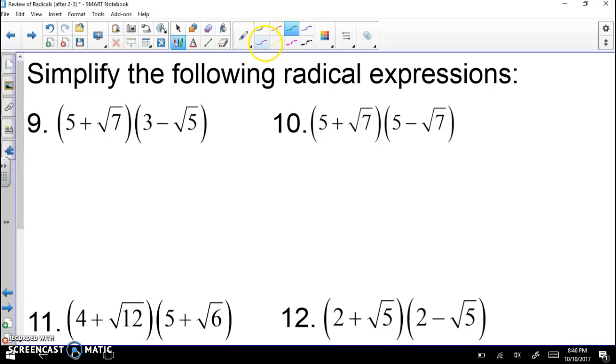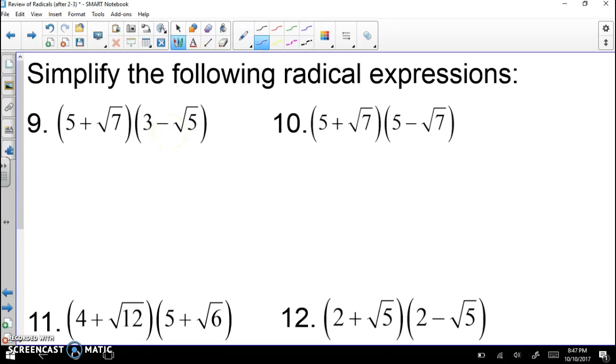In this next section, we're going to be talking about how we can multiply radical expressions together. So if we're going to look at examples 9 and 10 together, and then I'm going to ask for you to do examples 11 and 12. If we look at example 9, we're taking a binomial radical expression, meaning two terms, multiplied by another binomial.